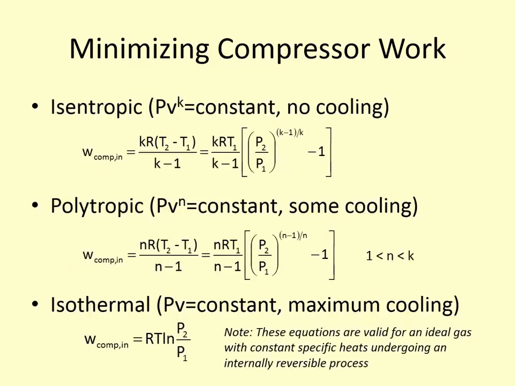So there's three different methodologies that we can look at. The first is an isentropic compression. So this follows, for an ideal gas, PV^k is equal to some constant. So PV^k equals constant means that we don't have any cooling. It's just an isentropic process, meaning we've minimized irreversibilities.